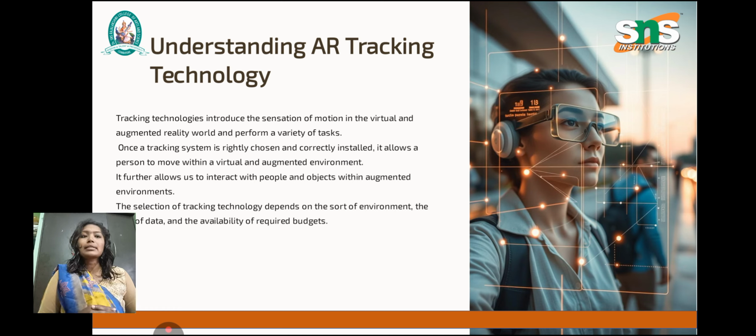A tracking device is a device which focuses on determining the position and orientation of the device. It also helps the system know how the digital object should be placed and suit the environment, and in future how it interacts with the objects and the people. The selection of tracking technologies depends upon the sort of environment, and also the availability and the length of the data.